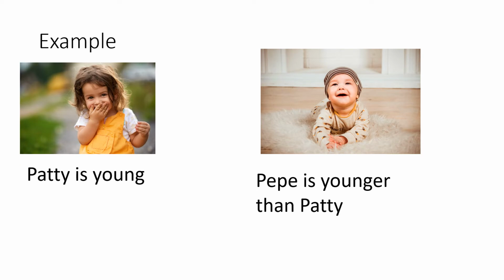Here are two more pictures. Patty is young. She's a toddler. But Pepe is younger than Patty. Pepe is an infant. So we see that yes, Patty is young, but compared to Pepe, Pepe is younger, right? So again, we're comparing two children. We're comparing the age of two children. Patty is young, she's a toddler, but Pepe is younger than Patty because he is an infant.